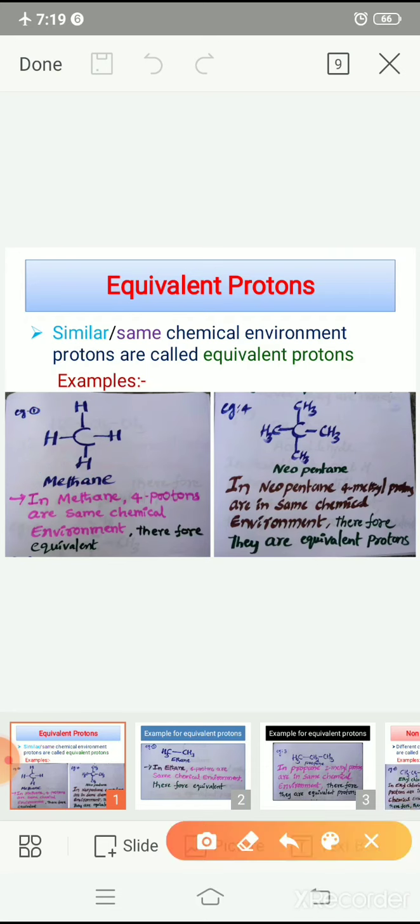Another example, neopentane. Here a total of 5 carbons are there, like this structure called neopentane. In neopentane, 4 methyl groups are attached to a single carbon. So the 4 methyl protons are in the same chemical environment. Therefore, they are equivalent protons.